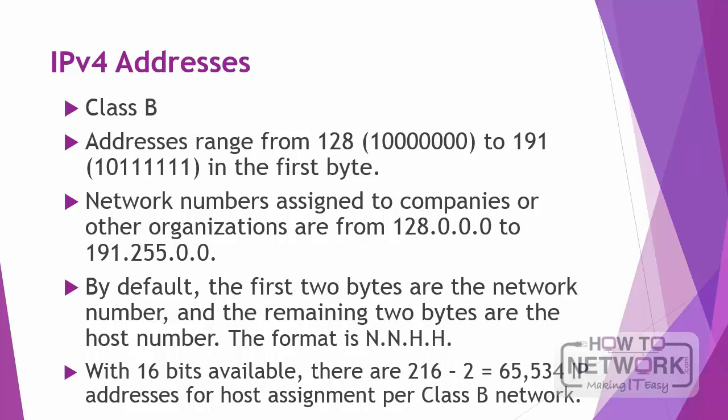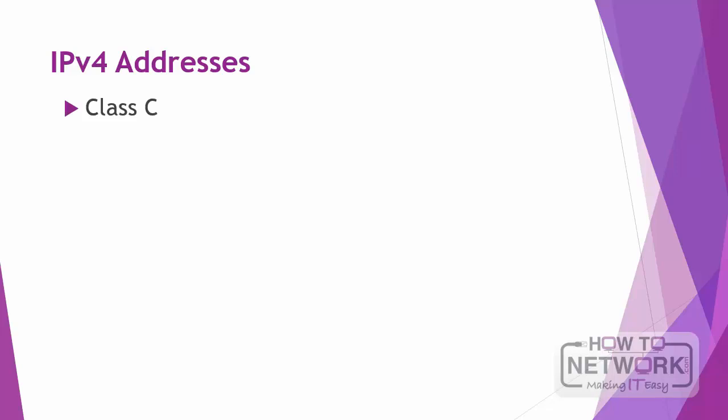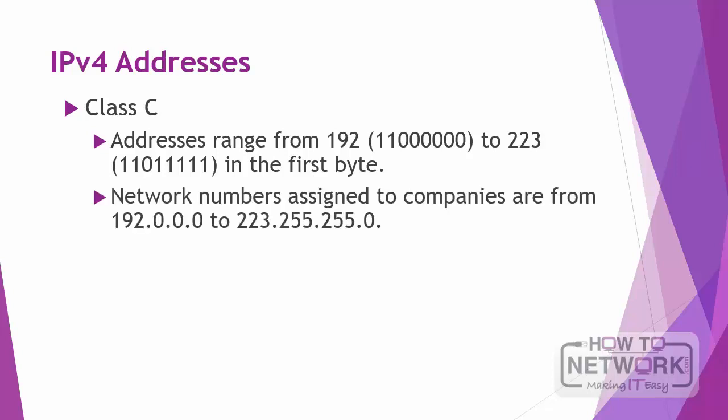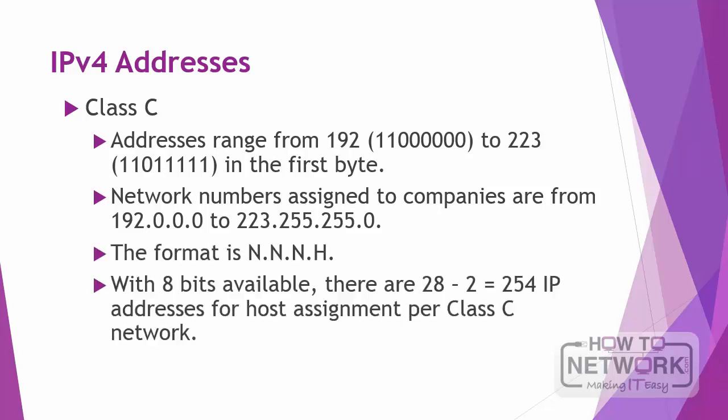Class C addresses range from 192 to 223 in the first byte. Network numbers assigned to companies are from 192.0.0.0 to 223.255.255.0. The format is the first 3 bytes are the network number and the last byte is the host number.